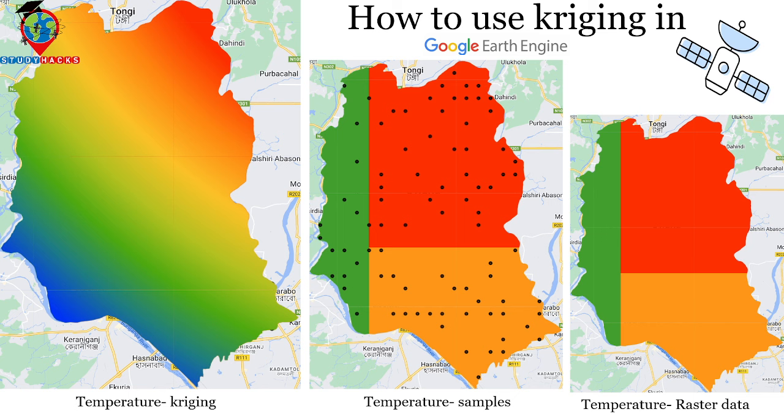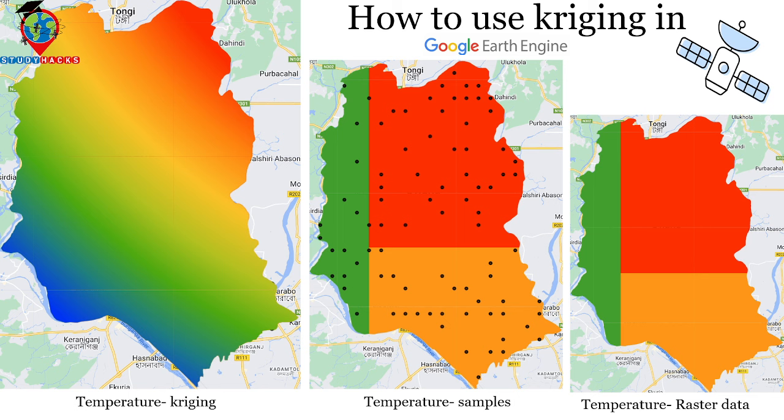Today I will discuss a very important topic, mainly how we can easily use kriging in the Google Earth Engine platform. I hope all of you already know about kriging and also know about the IDW technique. Kriging and IDW are interpolation methods in GIS, so we can easily find the unknown values using kriging as well as IDW interpolation.